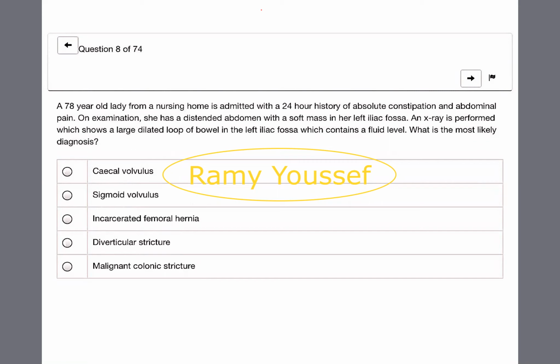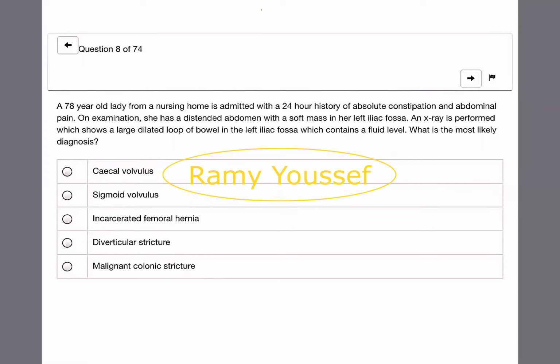Dr. Nuran, and Dr. Ulyazmi. A 78-year-old lady from the nursing home is admitted with a 24-hour history of absolute constipation and abdominal pain. On examination, she has a distended abdomen with a soft mass in her left iliac fossa, and an X-ray is performed, which shows a large dilated loop of bowel in the left iliac fossa containing a fluid level. What is the most likely diagnosis? So it is in the left iliac: cecal volvulus, sigmoid volvulus, incarcerated hernia, diverticular stricture, or malignant chronic stricture. It is sigmoid volvulus.